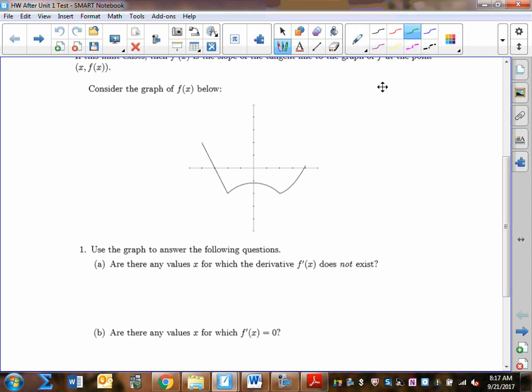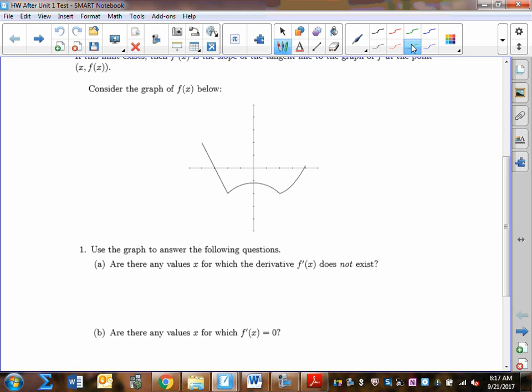So I hear no and I hear yes. How do we know if a derivative does not exist? What are our four situations? Cusp. Good. What else do we have? Corner. Vertical tangent and? Yeah, sometimes discontinuity, right?